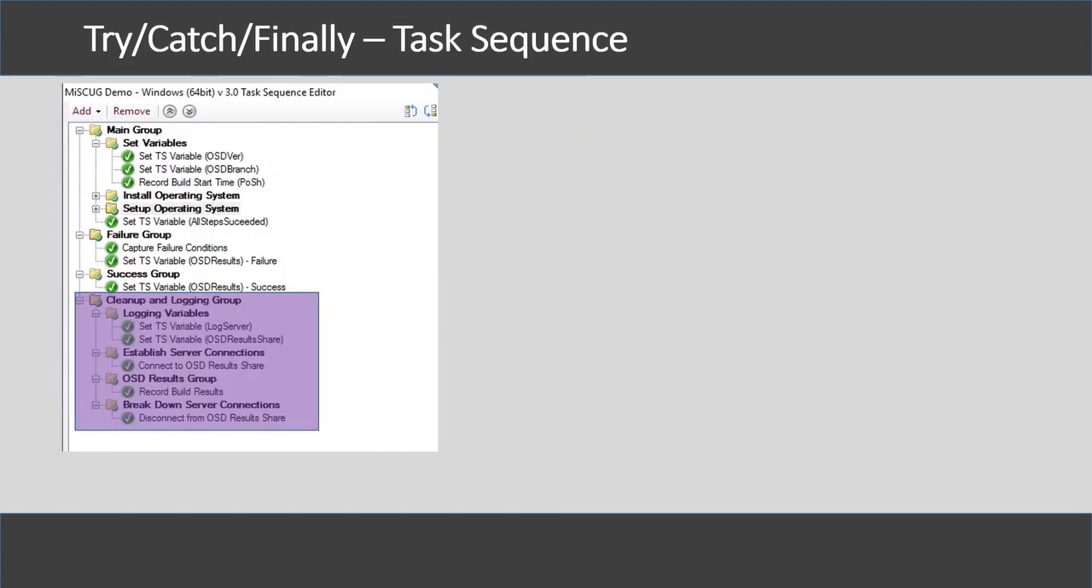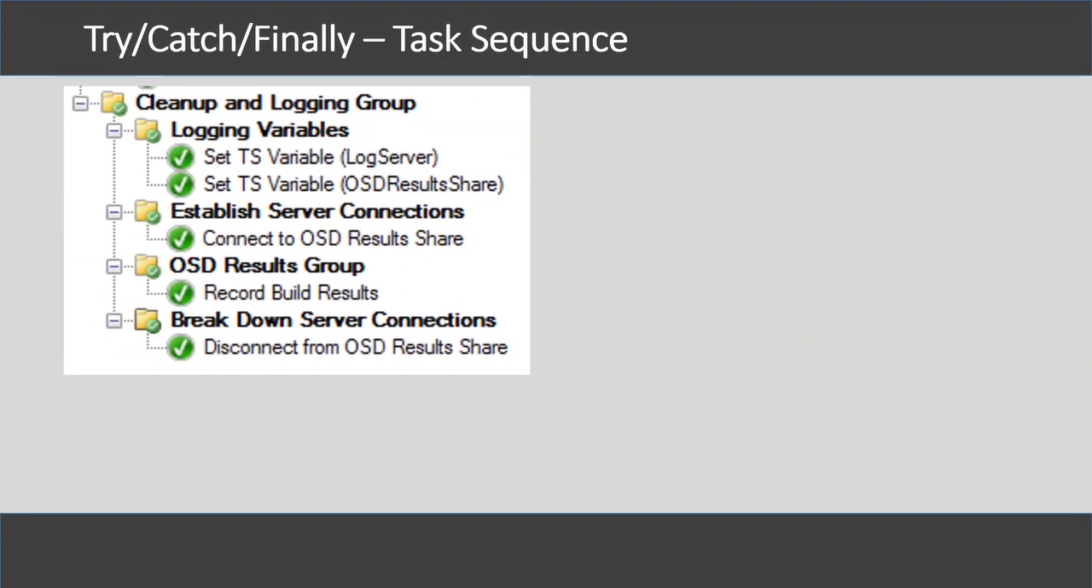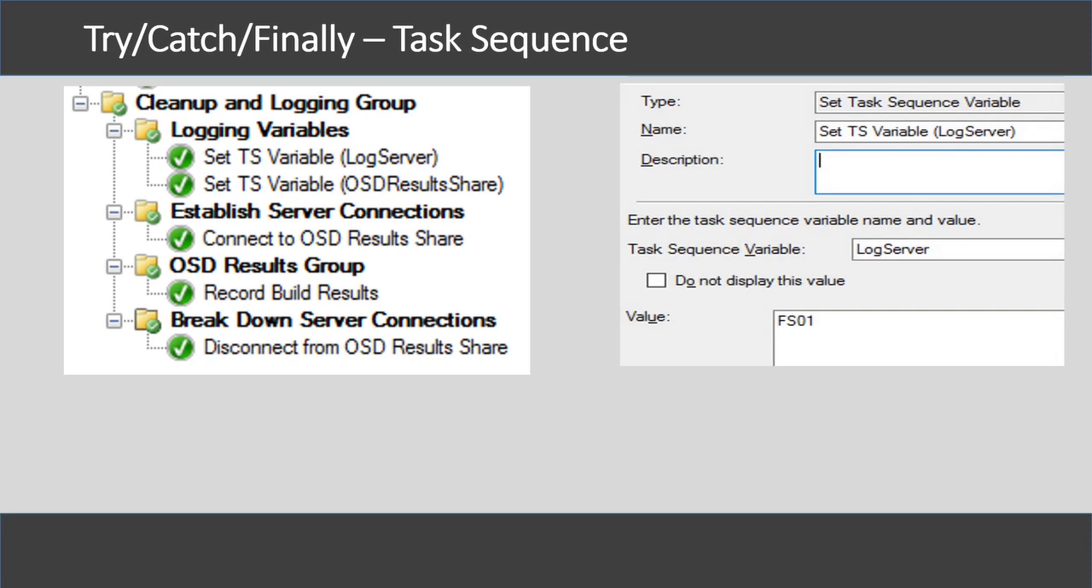Talked about that. All right, the finally section. I love task sequence variables. I'm just going to put it out there. Using them all the time. All right, so in this case, very first thing I do is I set the variable for the server that I'm going to connect to. In my lab, it's FS01, file server 1.